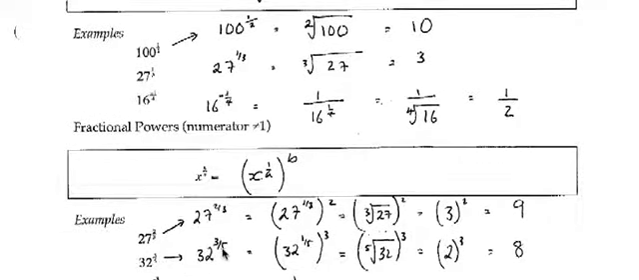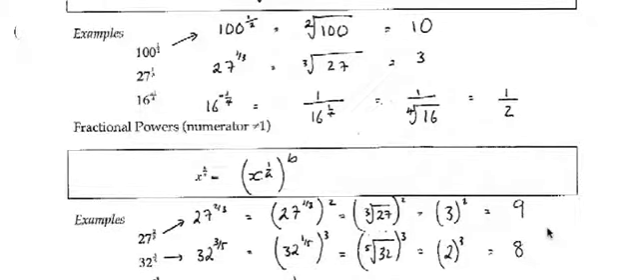32 to the 3/5 is 32 to the 1/5 cubed. 32 to the 1/5 is the 5th root of 32. So you've got to find something which, when you times it by itself 5 times, will give you 32. And that turns out to be 2. So it's 2 cubed, and 2 times 2 times 2 is 8.